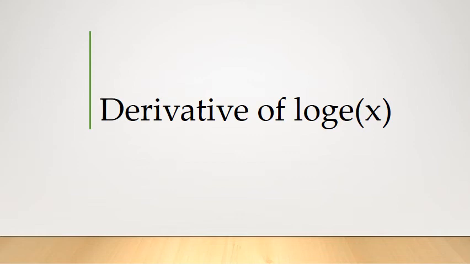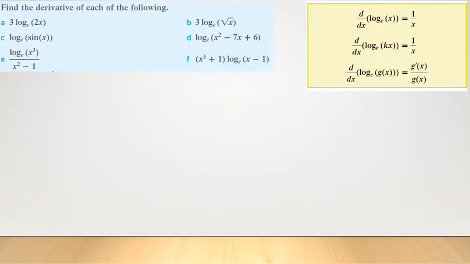We're going to look at the derivative of log e x. Now, log e, specifically e, when you derive it, you get 1 on x. So it doesn't matter what's inside as well. If there's a k or anything, it's still 1 on x. So, yeah, just simply put the rule.